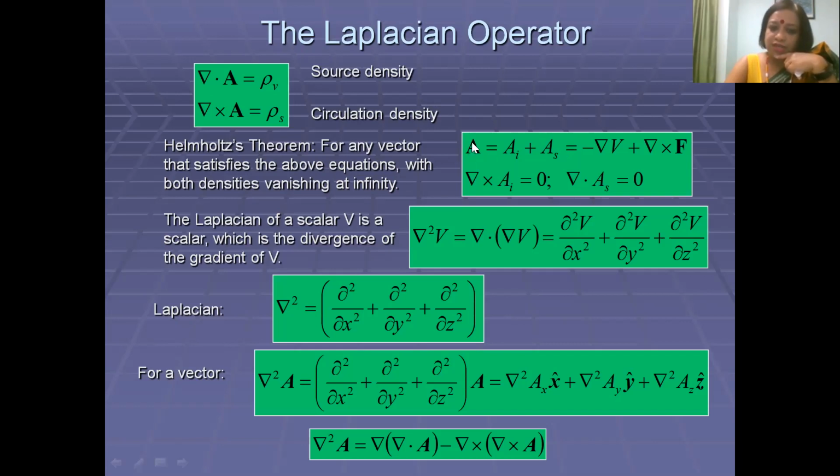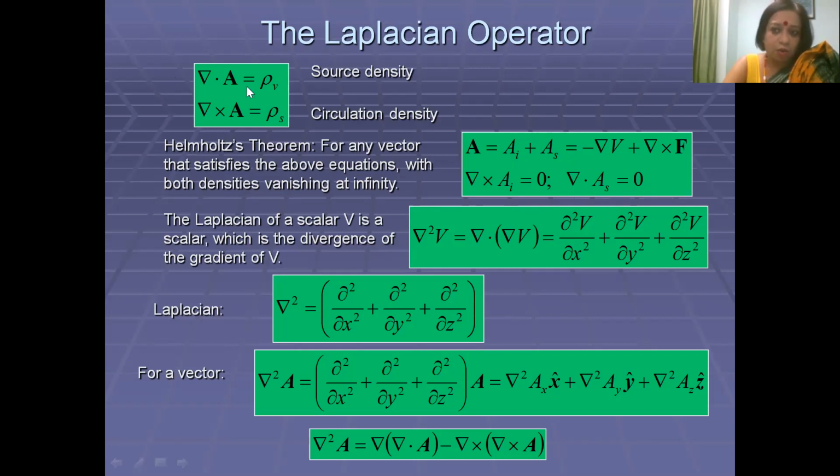So what I'm doing is taking my arbitrary vector field A and expressing it mathematically as the superposition of two vector fields, AI and AS. One of them is irrotational, which means that curl of AI is equal to 0. Curl of A is not equal to 0, but curl of AI is equal to 0. And the second component is the solenoidal field, which is divergence-less. Therefore, divergence of AS is equal to 0.